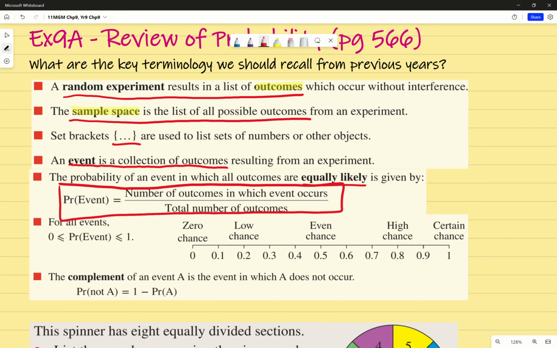The dot point under that, I'm going to talk through. You don't need to write it down. At some stage, I would definitely recommend writing it down in your resource book, maybe closer to an assessment, but that won't be this term, so don't stress about that at this stage. For all events, 0 is less than or equal to the probability of the event, which is less than or equal to 1.